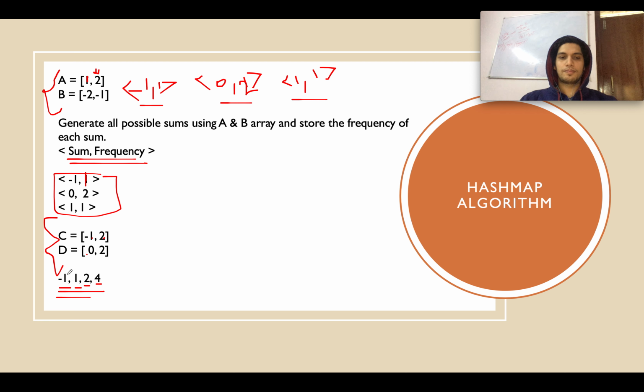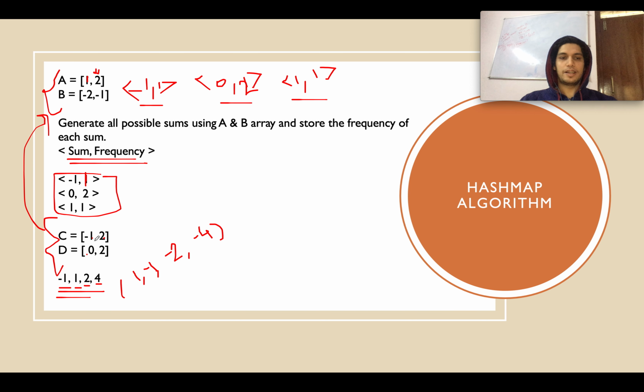What you're going to do, you will check whether the negation of this sum is present in the map or not. So these sums, you will negate these values. So 1, minus 1, minus 2, minus 4, and you will check whether these sums are present in the sum frequency map of A and B sums or not. If they are present, you add the frequency in your resultant object, your frequency count, the answer object.